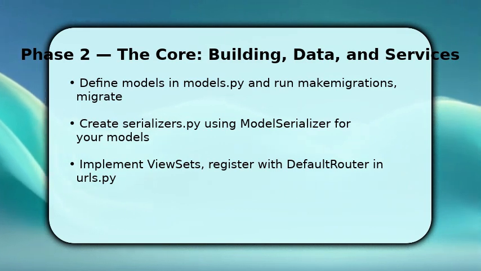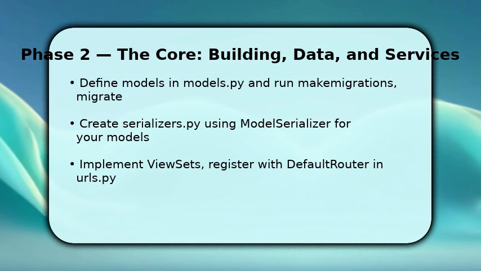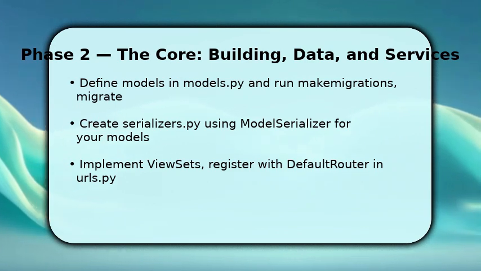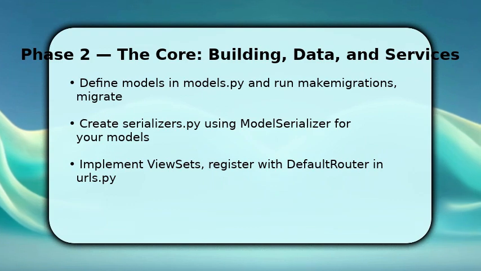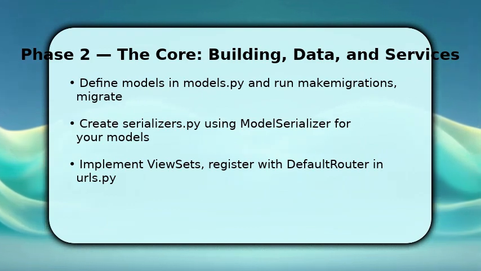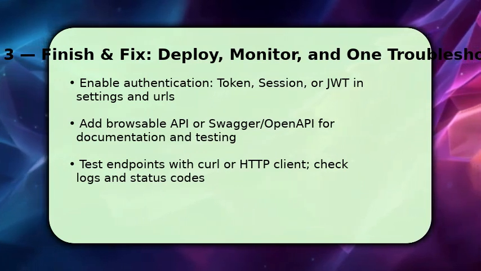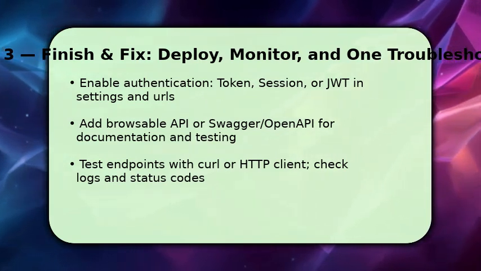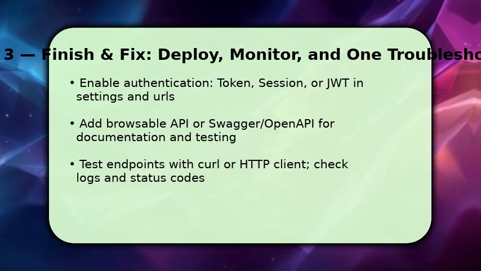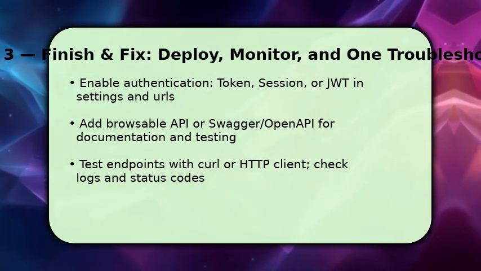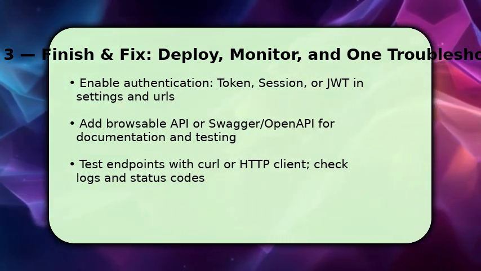Make sure permissions are set so only intended users can access resources. You finish by securing and testing the API. Choose token or JWT auth, add REST framework auth classes, and wire token endpoints. Once done, enable the browsable API or Swagger/OpenAPI so you can inspect schemas and try requests interactively.